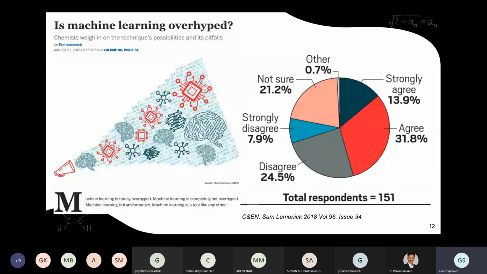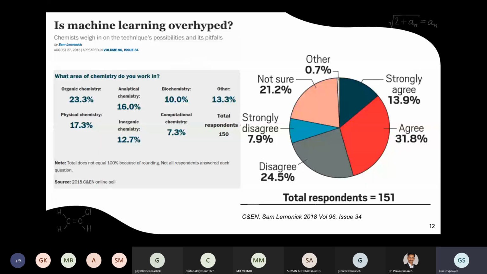Machine learning is completely not overhyped, but it is transformative. And it is also a tool like any other. You have to use it in the right way. As I said in the first presentation, don't think that simply because machine learning and all these statistics give a result, the outcome is always right. So that's a problem here. You have to make sure whether the data has its consistency.